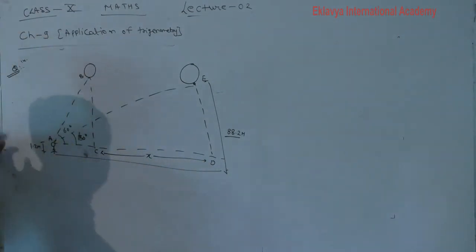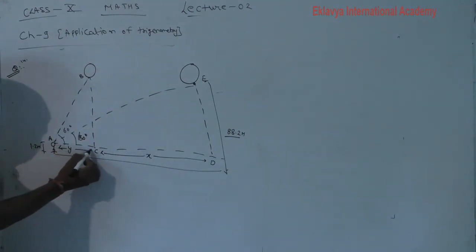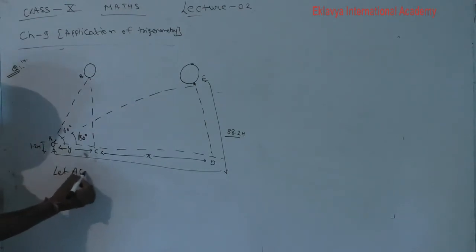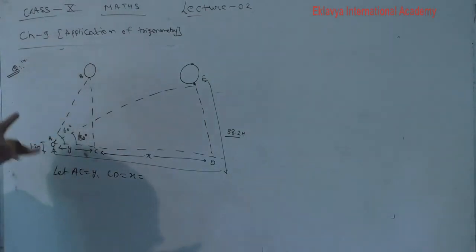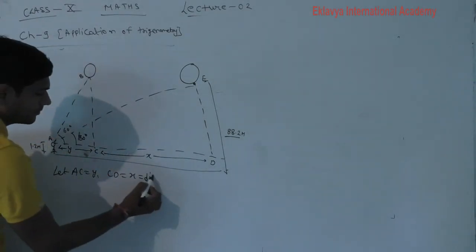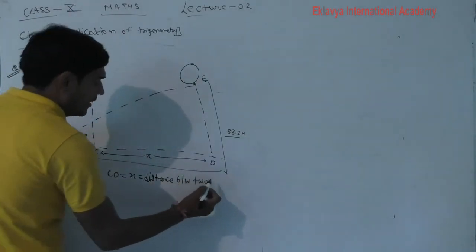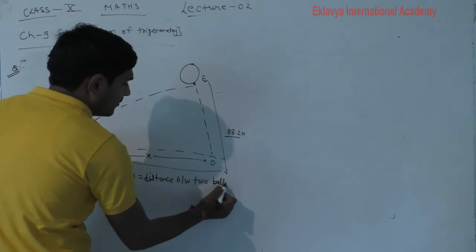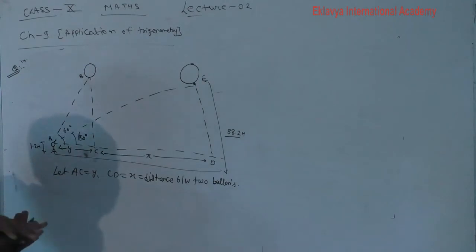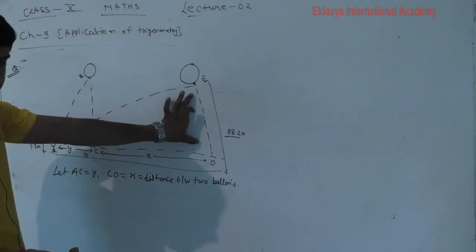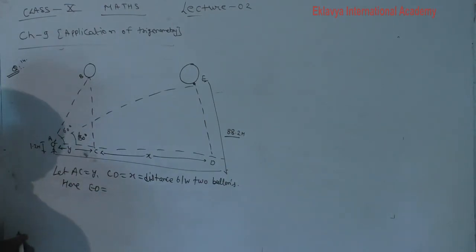That is CD. So in this question, what will we find out? X. And let AC be equal to y and CD equal to x, which is the distance between the two balloons. Now how will we find it? Same concept here. Firstly we will find ED.